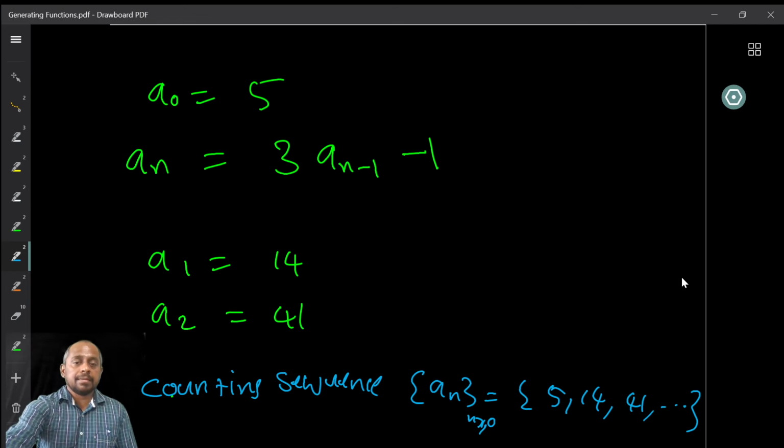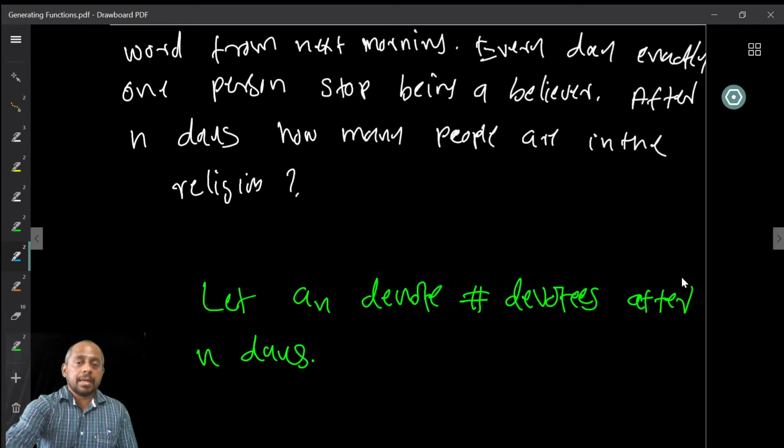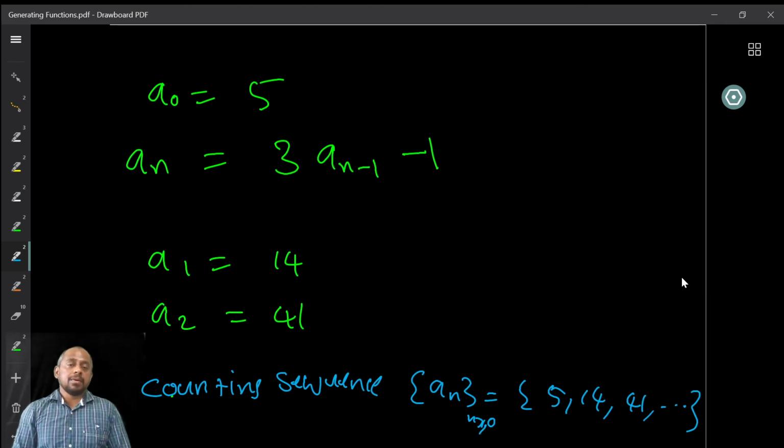We can find a_1 by looking at this. We know that a_n is basically 3 a_{n-1} minus 1. Why? Because we already have a_{n-1} people to start with. Let's say we had 5 people to start with. Then they spread to 2 others, so including them we have 3 times that many, so 3 a_{n-1}. But one person stopped believing, therefore it is minus 1. So by the end of day 1 you have 14 people: 3 times 5 minus 1.